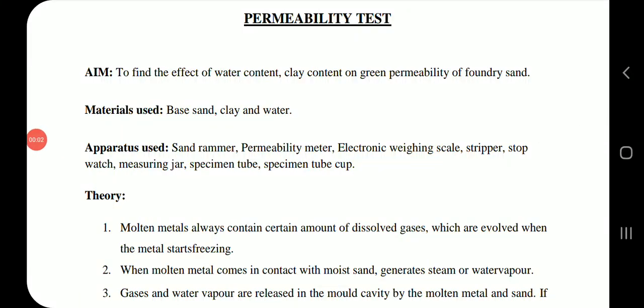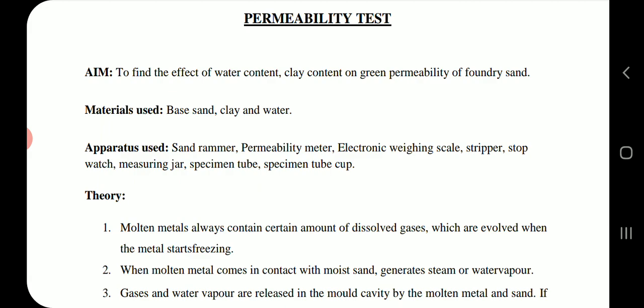The permeability test aims to find the effect of water content and clay content on the green permeability of foundry sand. Materials used: base sand, clay, and water. Apparatus used: sand rammer, permeability meter, electronic weighing scale, stripper, stopwatch, measuring jar, specimen tube, and specimen tube cup.